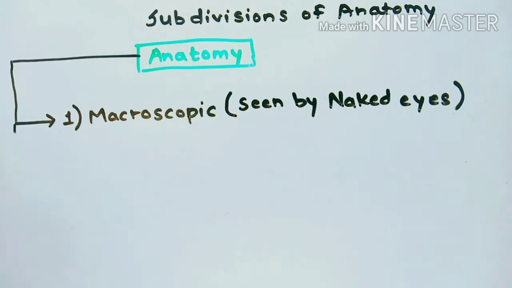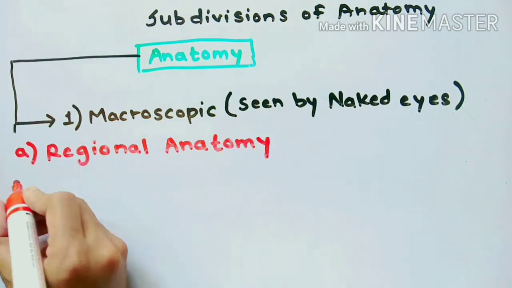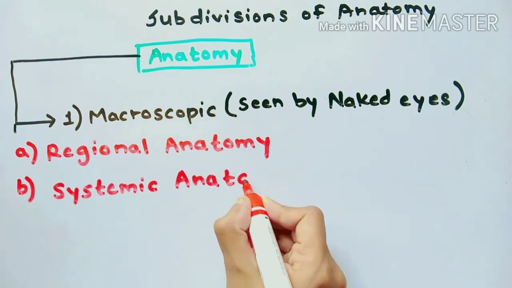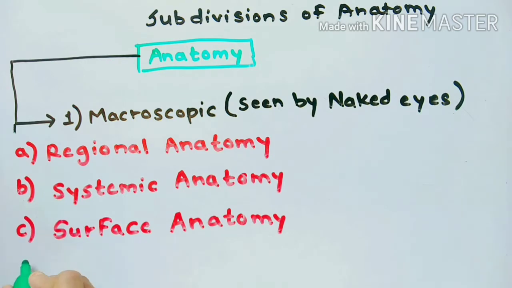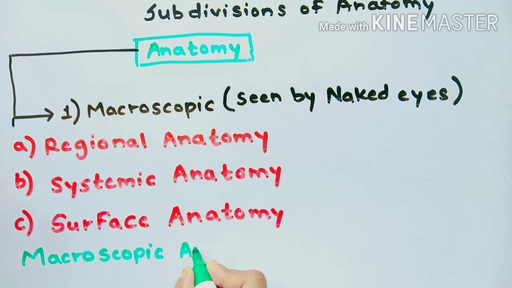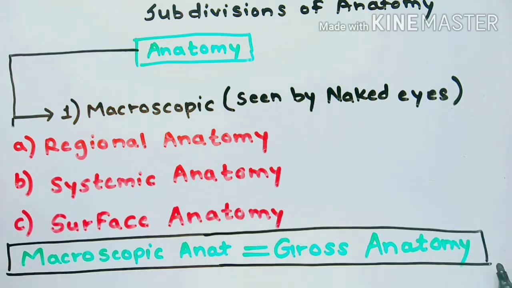In turn, macroscopic anatomy has several subdivisions. The first is regional anatomy. The second is systemic anatomy. The third is surface anatomy. Macroscopic anatomy deals with structures seen by naked eyes, and is also called gross anatomy.